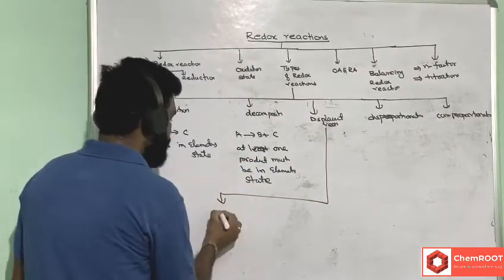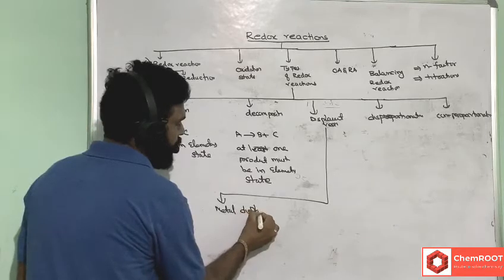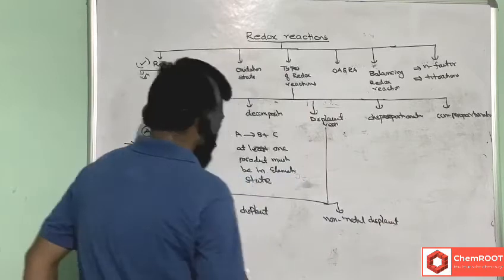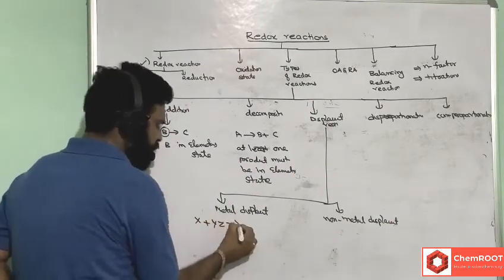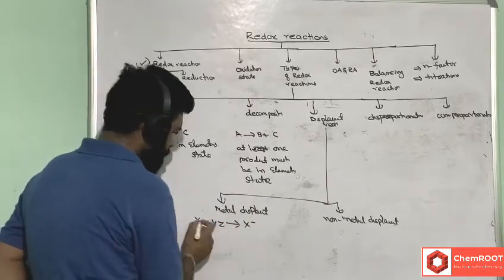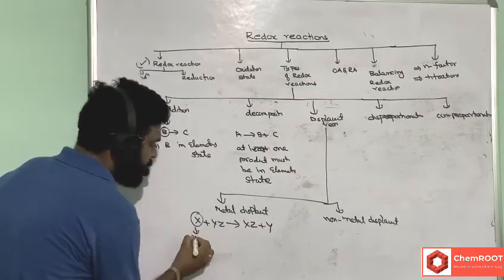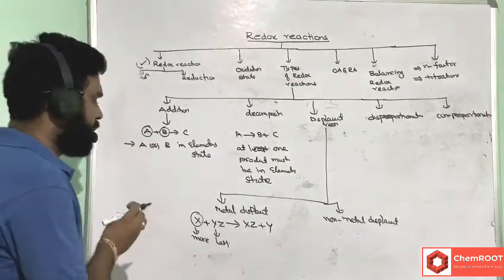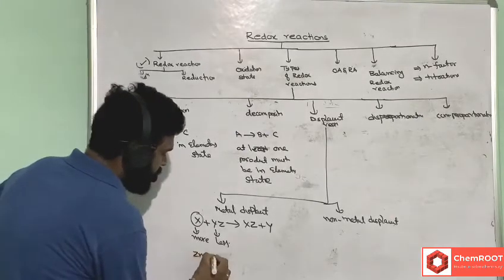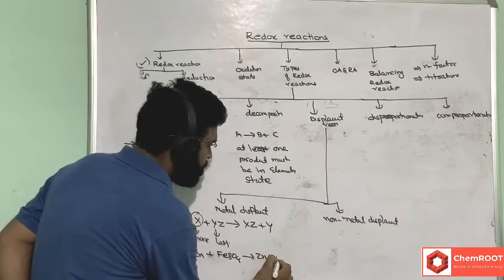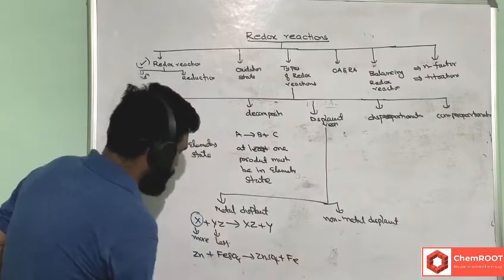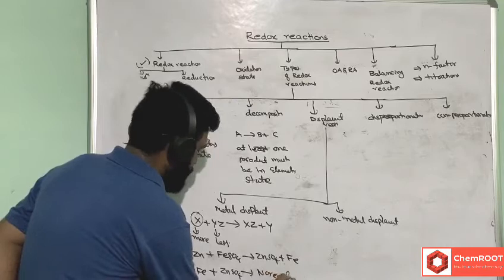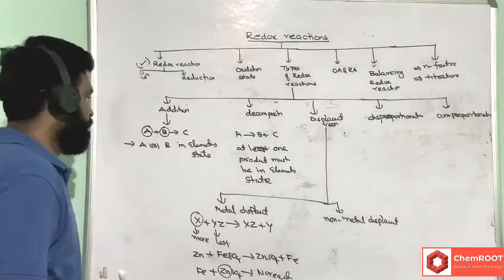Displacement case, there will be two types. One is a metal displacement. Another is a non-metal displacement. Metal displacement means here X plus YZ giving rise to XZ and Y is coming up. This is a more reactive metal displacing a less reactive metal. That is a metal displacement reaction. This comes under redox reactions. Example, if you are taking zinc and iron sulfate, it gives zinc sulfate and you will get the iron. Reverse is not possible. Iron plus zinc sulfate, no reaction will take place because zinc is more reactive compared to iron, so no reaction will take place.